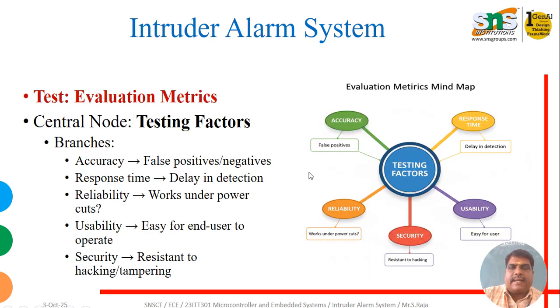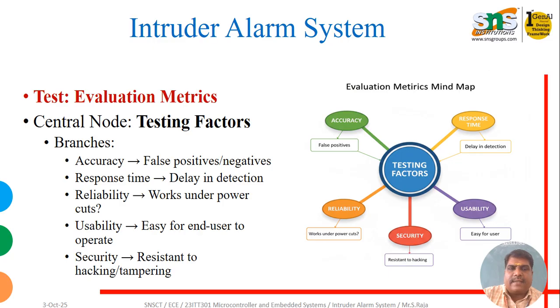Next, the last is the test phase. Test phase means we have to implement our ideas in a real-time manner. The testing factors are considered. First is accuracy, meaning how many false positives and negatives are coming. Second is the response time, that is the delay in detection. Third is reliability, working under power cuts.